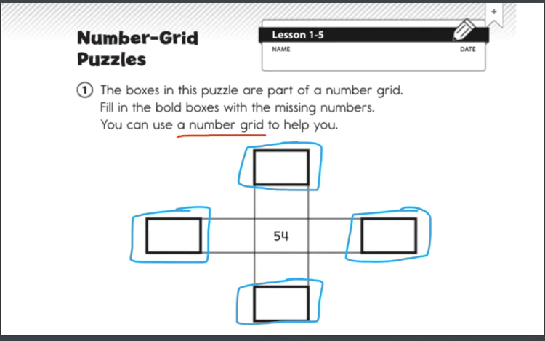So this says the boxes in this puzzle are part of a number grid. Fill in the bold boxes with the missing numbers. You can use a number grid to help you. Now I want to go back to where it says fill in the bold boxes. Probably should do that in blue. Fill in the bold boxes.